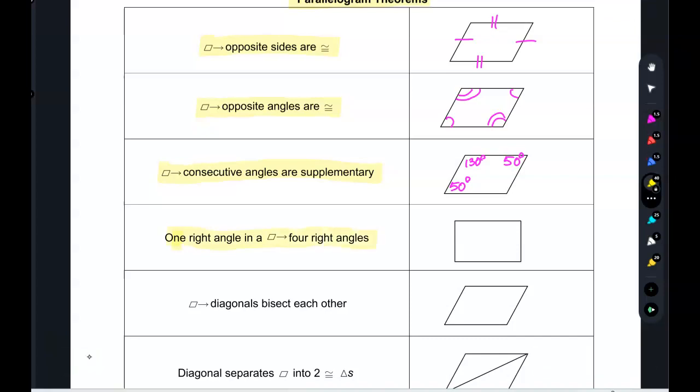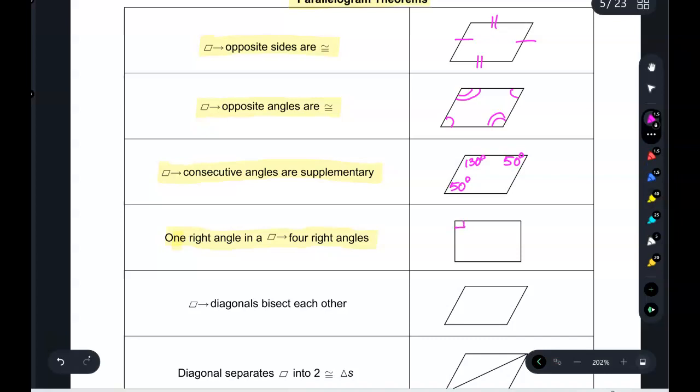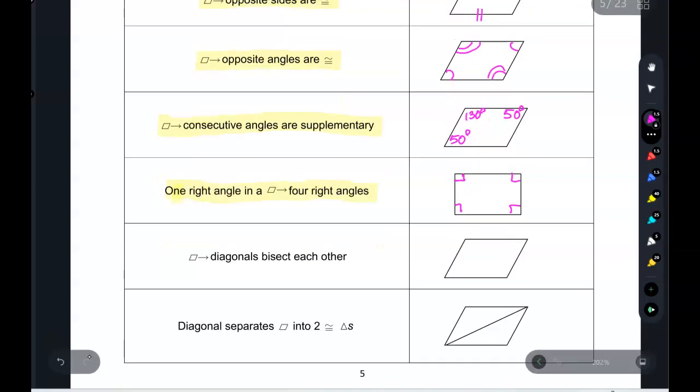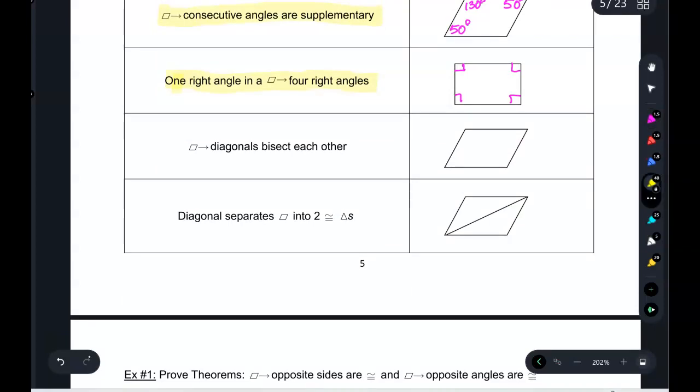Okay, if you have one right angle, then you automatically have four right angles. How do we know that? Well, think about the two previous theorems. If this is 90, this has to be 90. And also, opposite angles have to be congruent, right? So if you have a right angle, automatically the other three are all 90 degrees as well. Good? Make sense? Okay, we have two more.